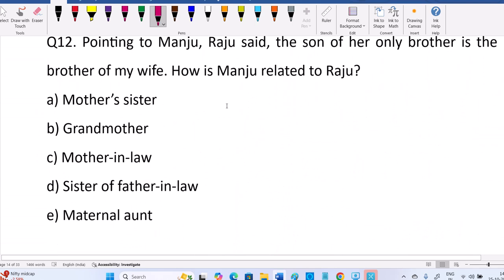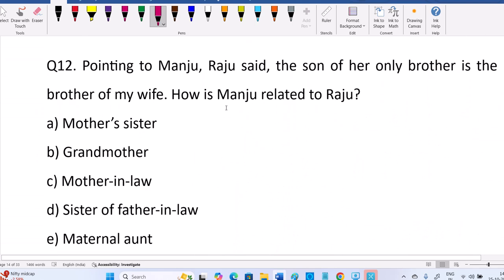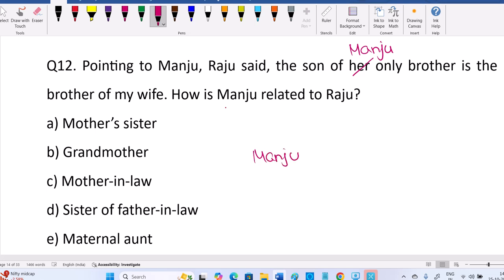Now a blood relation question. Pointing to Manju, Raju said, the son of her only brother. Who said this statement? Raju. Here, her means Manju. The son of Manju's only brother. Manju has only one brother, and his son means nephew. We'll draw the diagram. That is what the first line means.